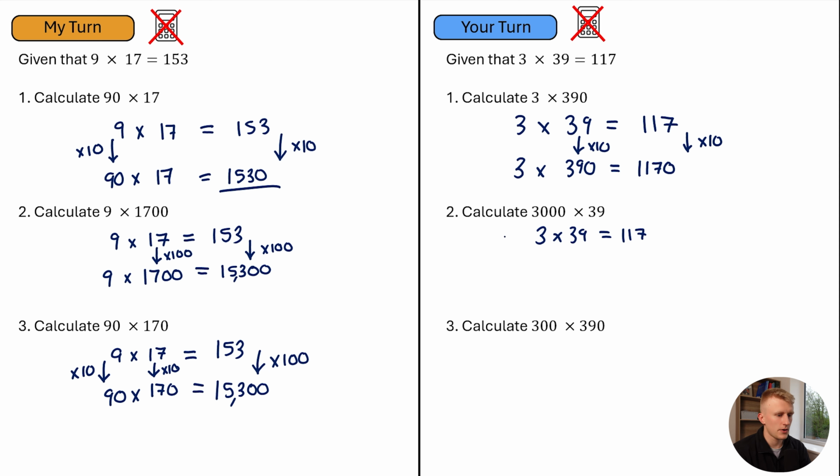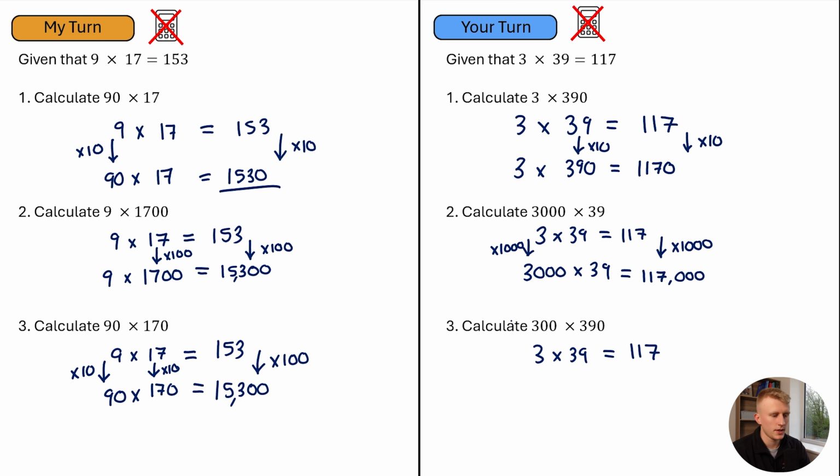Okay, second one, calculate 3,000 multiplied by 39. So let's see what changes we've made compared to our original. Well, I've multiplied the 3 by 1,000 to get to 3,000. There's been no change between the 39s. So I'm going to multiply my answer by 1,000. 117 multiplied by 1,000 is 117,000.